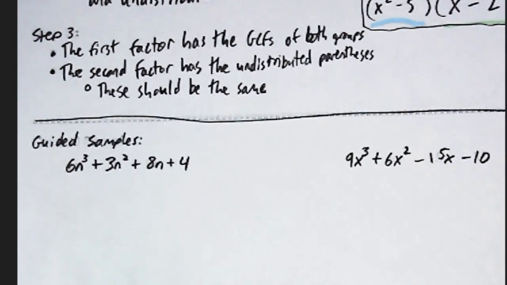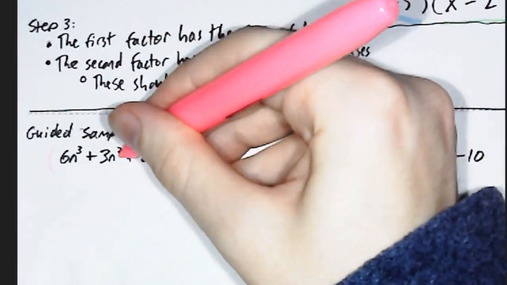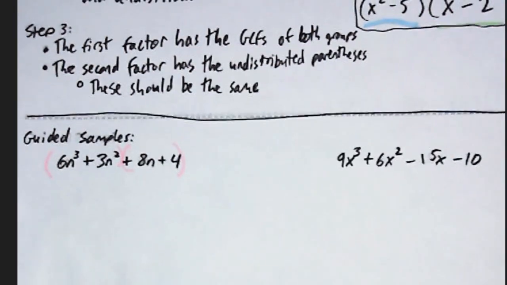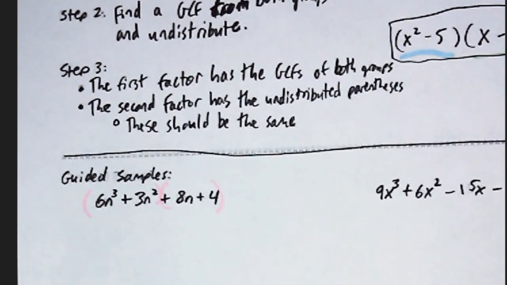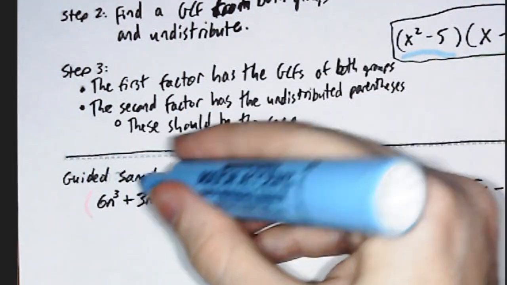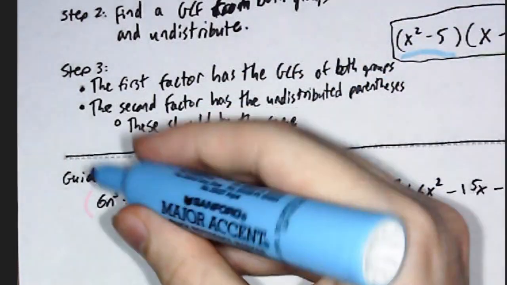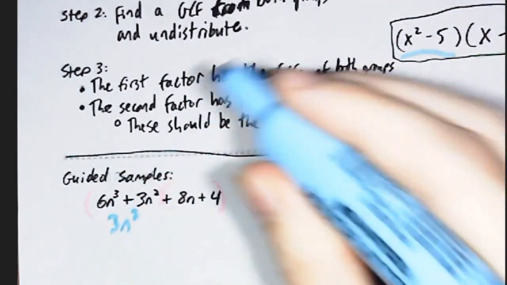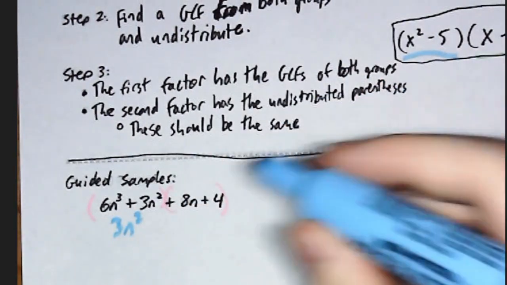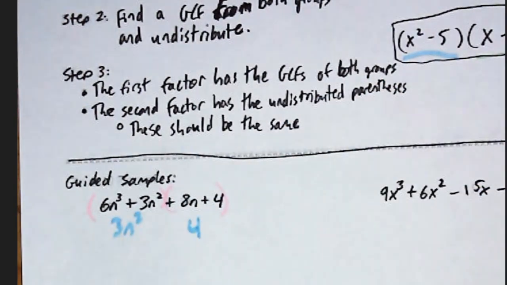So for the first one, we are going to group both of these. And feel free to pause and take a moment to see if you can find the GCFs from both groups before I go over it. Alright, so the GCF from this one, 6n cubed plus 3n squared, is going to be 3n squared. And the GCF from this one, 8n plus 4, is going to be 4.